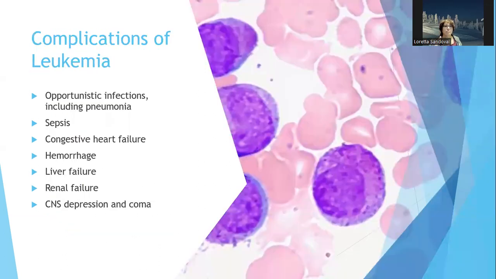The complications of leukemia are opportunistic infections, including pneumonia. Pneumonia is going to get a lot of people in the end. Sepsis, that's going to get the people that pneumonia doesn't get. Congestive heart failure, yeah, that's a problem. Hemorrhage, liver failure, renal failure. You can't live without your liver. You can't live without your kidneys. Central nervous system depression and coma, yes, those are serious things. So, serious complications, you need to be treated as soon as possible to get a better prognosis.